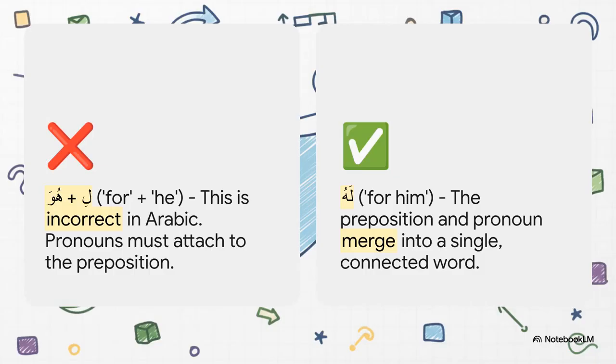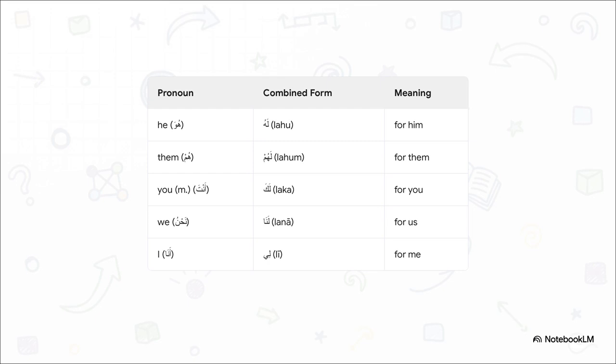See, in Arabic, you don't have these two separate words, like for he. They actually fuse together. So you take the preposition li, which means for, and the pronoun huwa, which means he, and they squish together to become one word, lahu. That means for him. The pronoun basically becomes a little tag at the end of the preposition. This chart lays it all out pretty clearly.